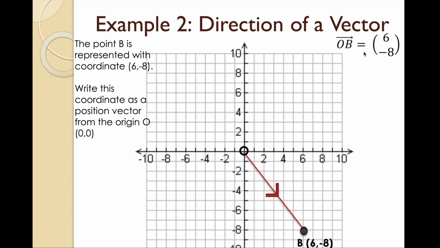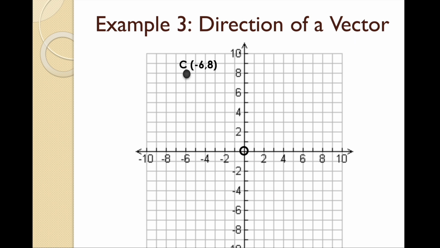You following me? And that's what we have here, 6, negative 8. Okay, so we write these as column vectors, but the name itself is considered O to B. Okay, so we'll try 2 more like this again so y'all could see the concept. So this concept now, we have C.